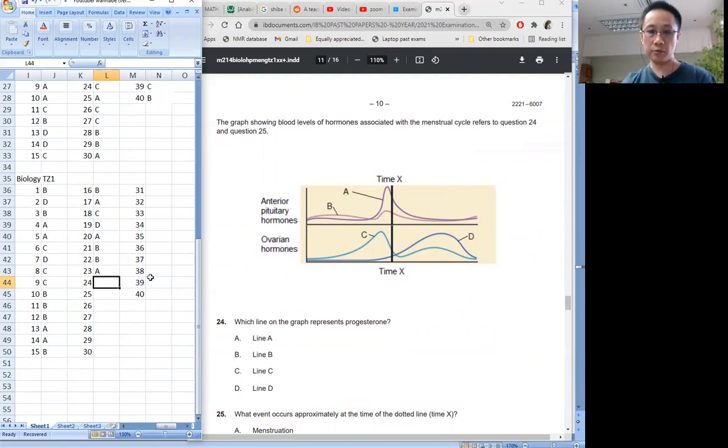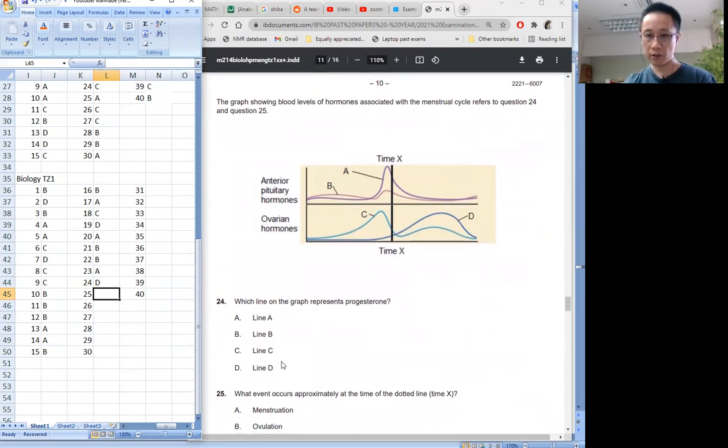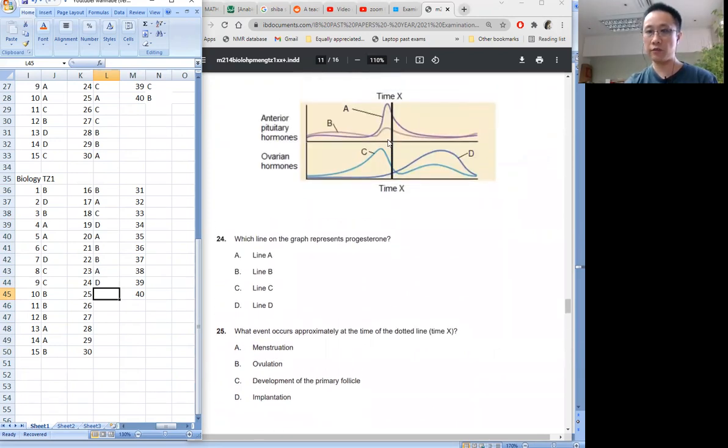So it should be D because progesterone is a hormone that peaks near the end of the entire cycle. What event occurs approximately at the time of the dotted line? That's not really dotted, but whatever. So time X should be ovulation because that's shortly after hormone A, which is LH, peaks. So the answer is just B.